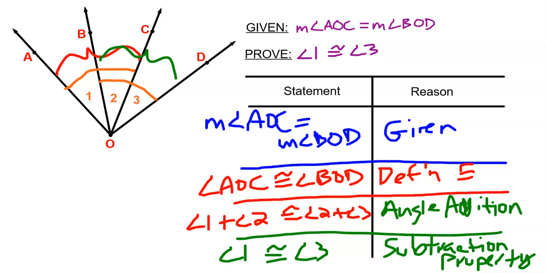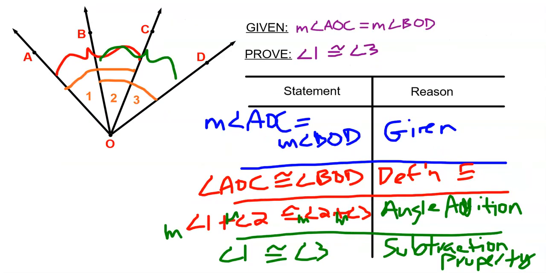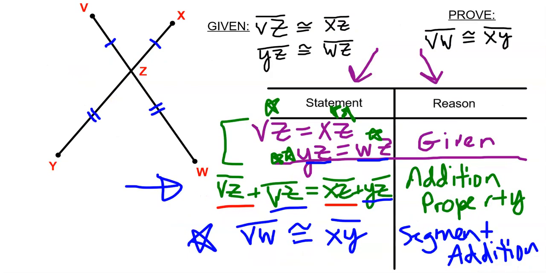That is an introduction to the way that a proof is constructed. We could have left this as measure of angle AOC equals measure of angle BOD, said measure of angle 1 plus measure of angle 2 equals measure of angle 2 plus measure of angle 3, subtracted the measure of angle 2, and then said angle 1 is congruent to angle 3. So what we saw here were two proofs, one involving angles, one involving segments. In both cases, you start with a given, you manipulate around using things that we know are true, like the addition and subtraction property, the fact that we can add and subtract angles and segments, and then eventually get to what we want, giving reasons for the truth of each step along the way.